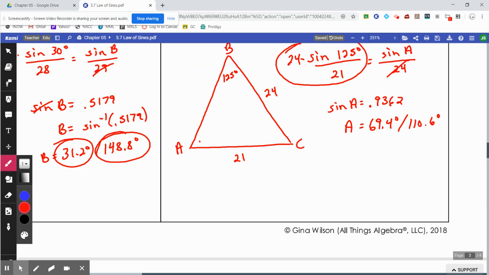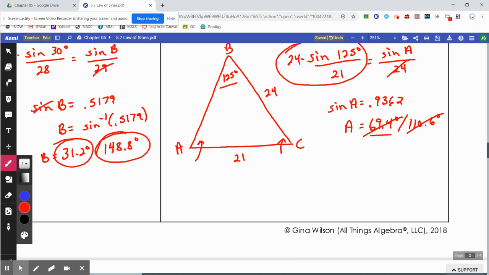So if A is equal to 69.4, and again, we need to find angle C, what you would do is take angle A, add it to angle B, subtract from 180, and that gives you angle C, but I have an issue. If you add 69.4 and 125, you get something larger than 180 already. So it's impossible for A to be 69.4. So move on to the other one, and that one's definitely not possible because those two are obtuse.